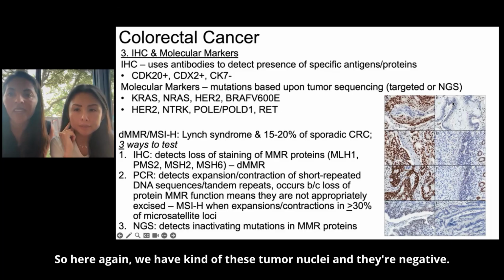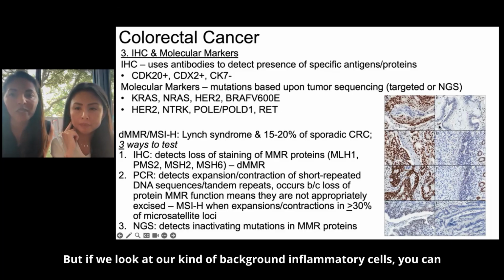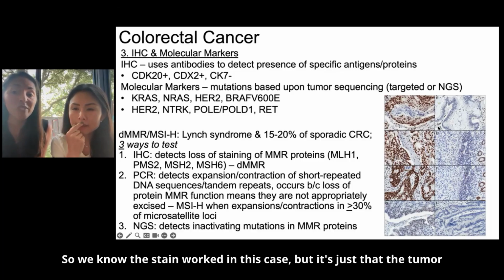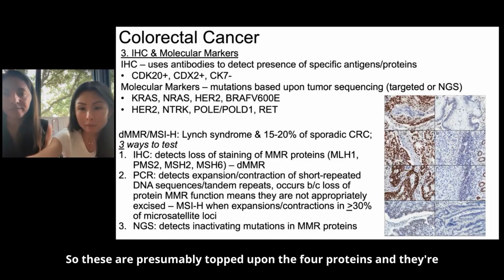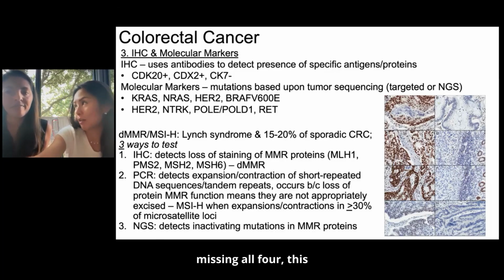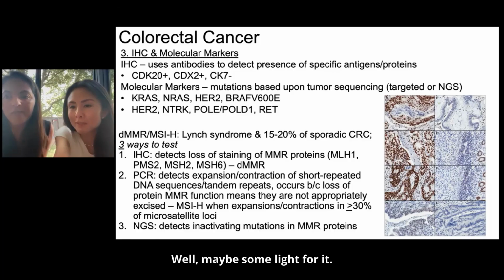On the opposite end here, you can see the loss of staining. So here again, we have these tumor nuclei and they're negative. But if we look at the background inflammatory cells, you can see they're staining. So we know the stain worked in this case, but the tumor is negative. So these are presumably the four proteins talked about, and they're missing all four in this example. Well, in this example, maybe some light staining for two of them.